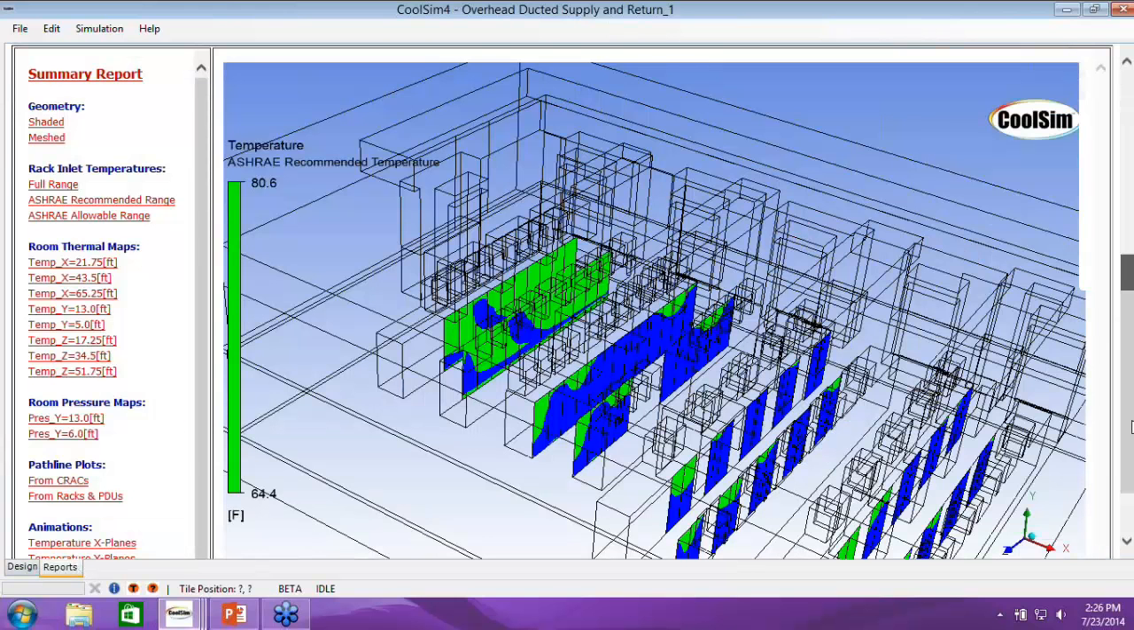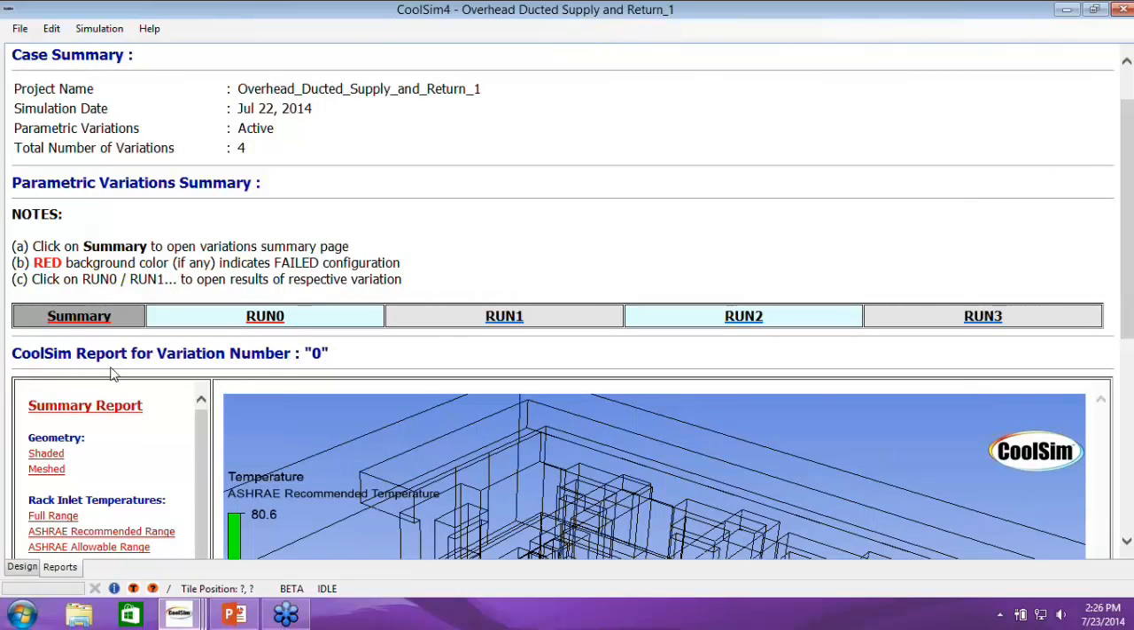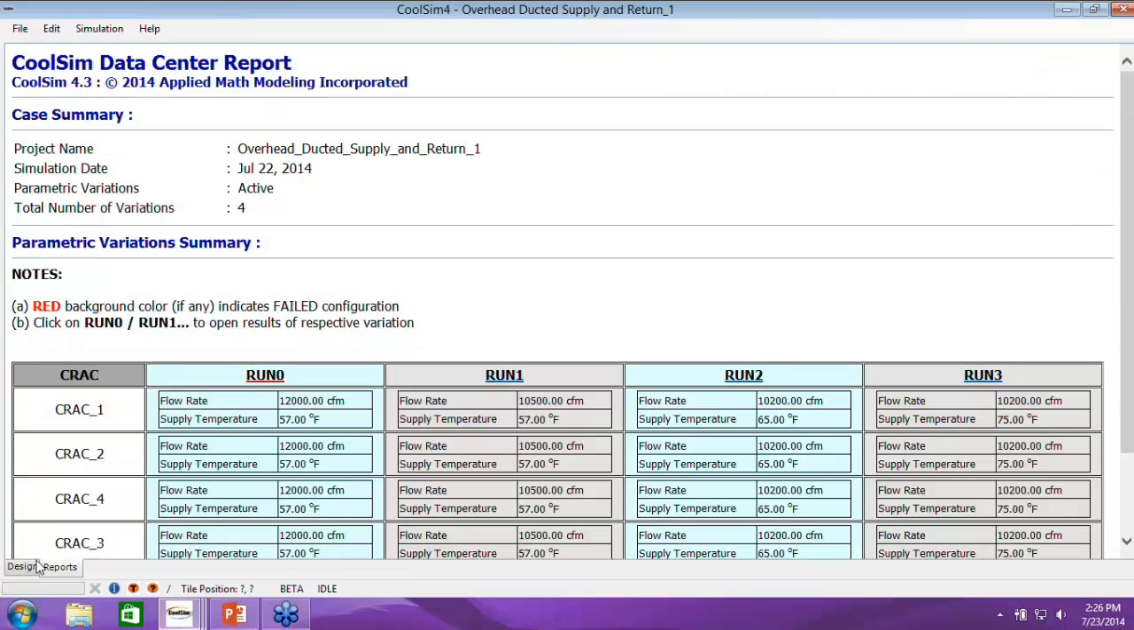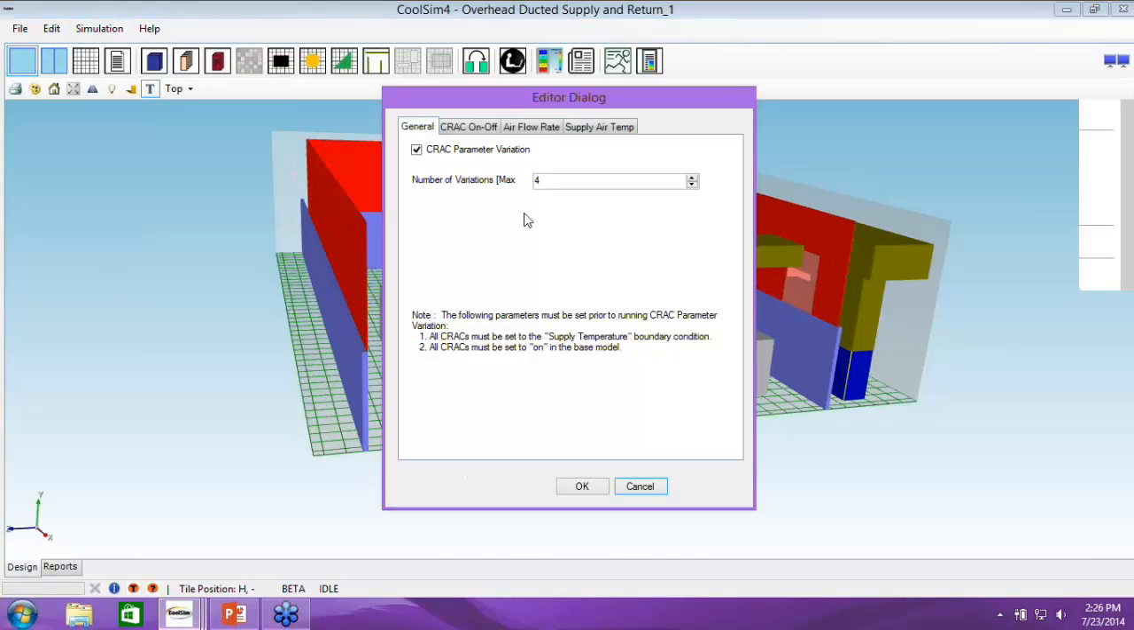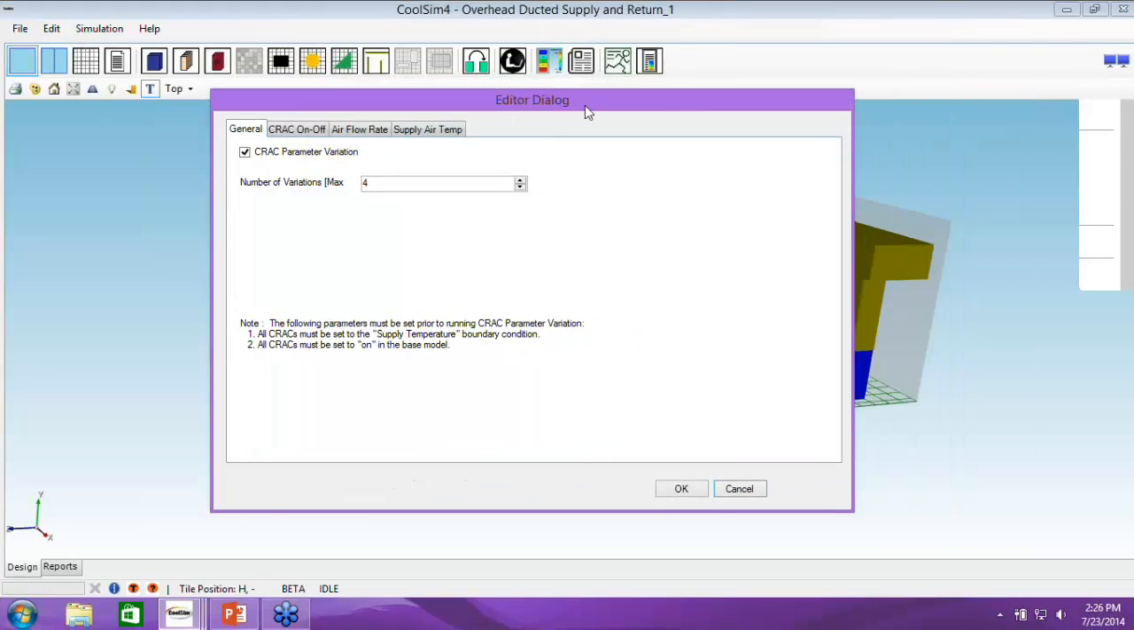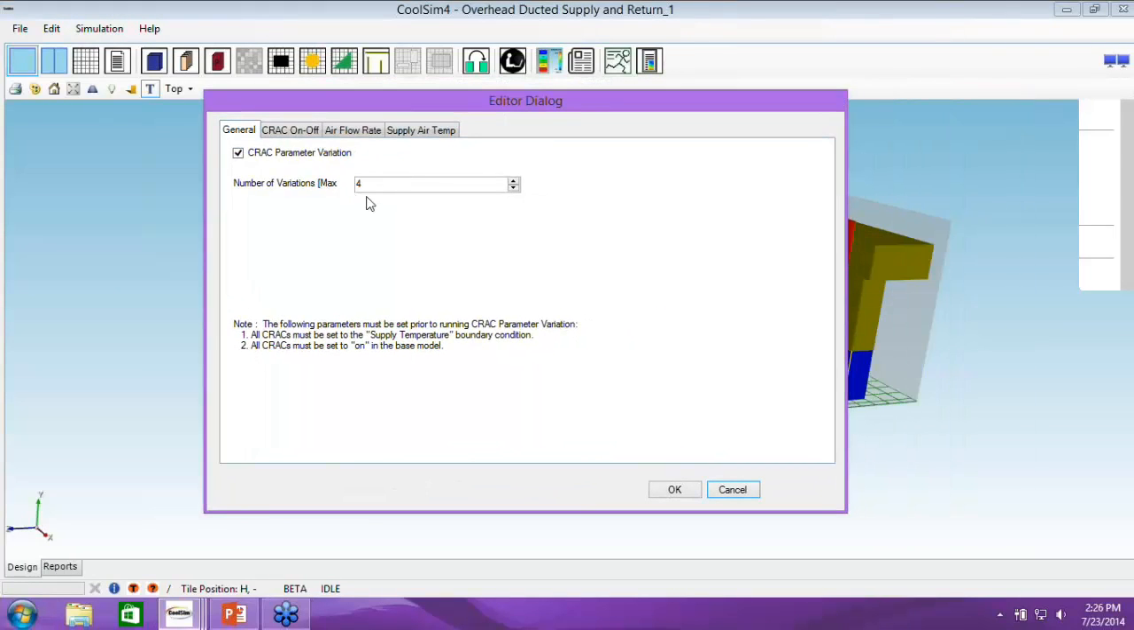Okay, so now the output in CoolSim, when it's done, shows up here in the reports. So what I have here is a set of reports. Now, the way it works in CoolSim is you're able, and I'll go back to the input for a minute, you're able to run multiple variations concurrently. And this is a nice feature. This is a new feature that we added at 4.2. And it'll allow me to run up to 4 simulations concurrently.